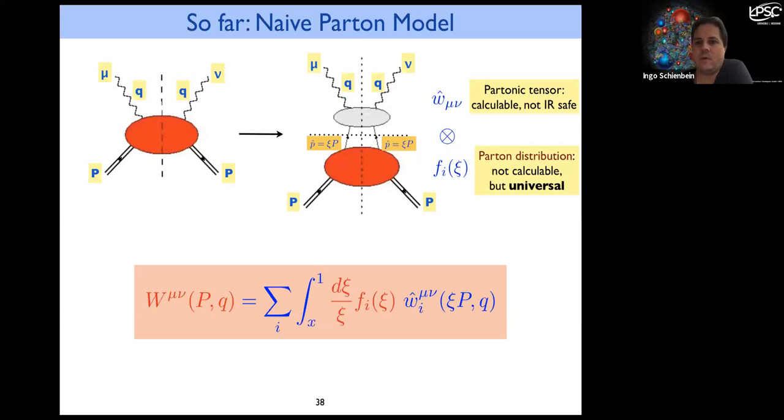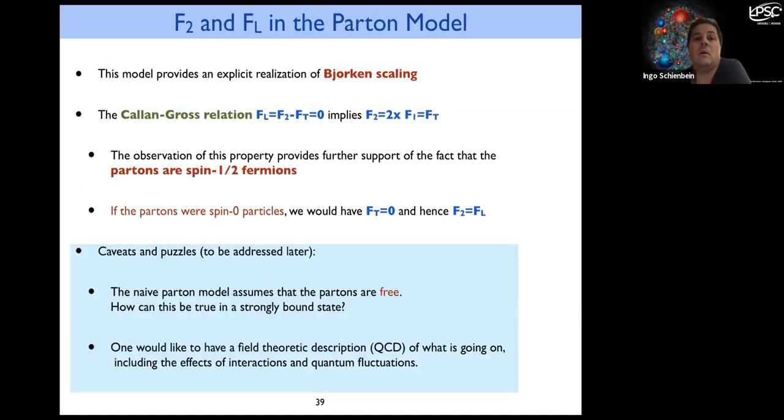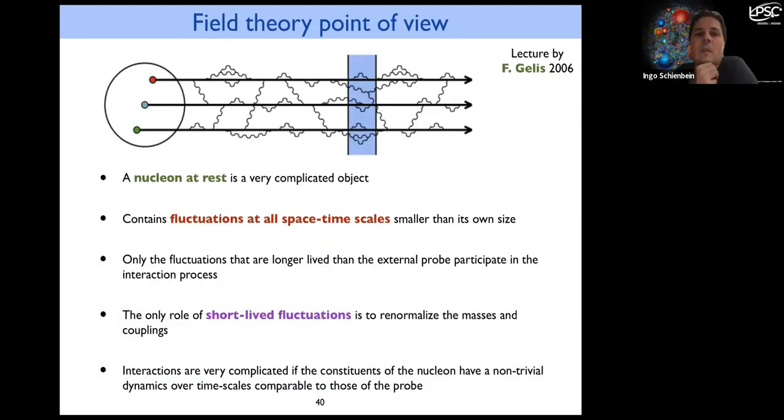So far we have been discussing the naive parton model, and now we would like to discuss a little bit the caveats and the puzzles. So a nucleon at rest is a very complicated object, as you can see here. If you look at the graphical picture, there are lots of fluctuations at all space-time scales. So there can be some fluctuations which are at short distances, but there can be fluctuations which cover long distances and connect the different partons here.